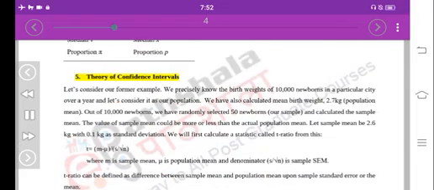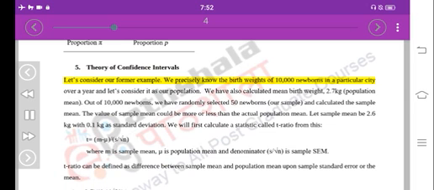5. Theory of confidence intervals. Let's consider our former example. We precisely know the birth weights of 10,000 newborns in a particular city over a year, and let's consider it as our population. We have also calculated mean birth weight, 2.7 kilograms, the population mean. Out of 10,000 newborns, we have randomly selected 50 newborns, our sample, and calculated the sample mean. The value of sample mean could be more or less than the actual population mean. Let sample mean be 2.6 kilograms with 0.1 kilograms as standard deviation.